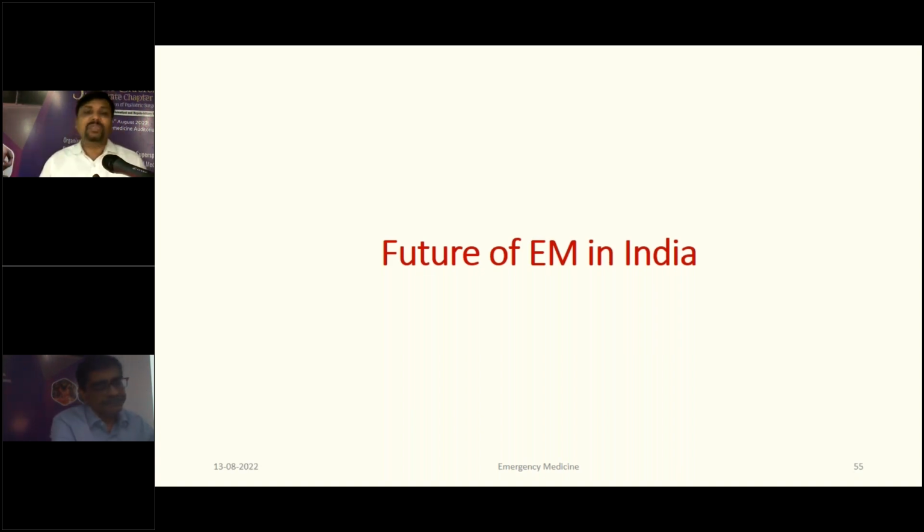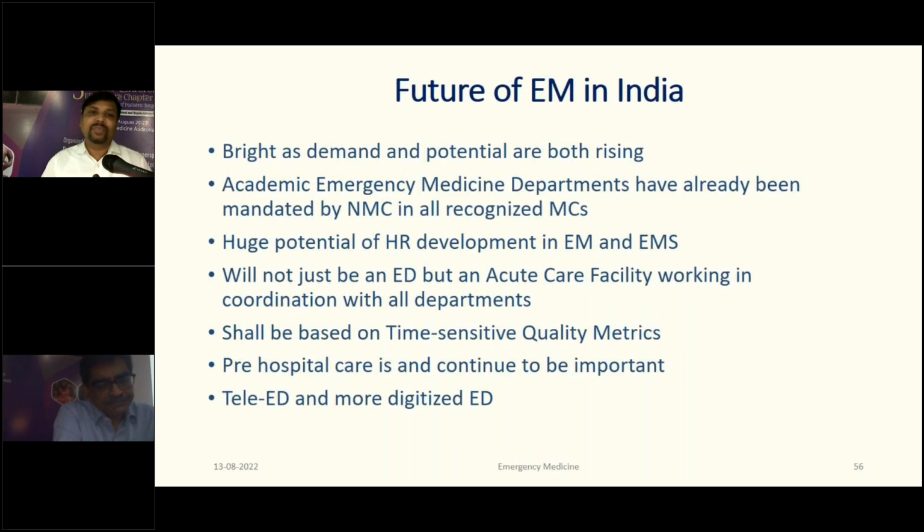So how do we see the future of emergency medicine in India? It looks like the future of emergency medicine in India is bright, as demand and potential are both rising. Academic emergency medicine departments have already been mandated by NMC in all recognized medical colleges. There is huge potential for human resource development in emergency medicine and emergency medical services. And it is likely that ED will not just be ED in coming days; rather, it will be transformed into an acute care facility working in coordination with all departments.